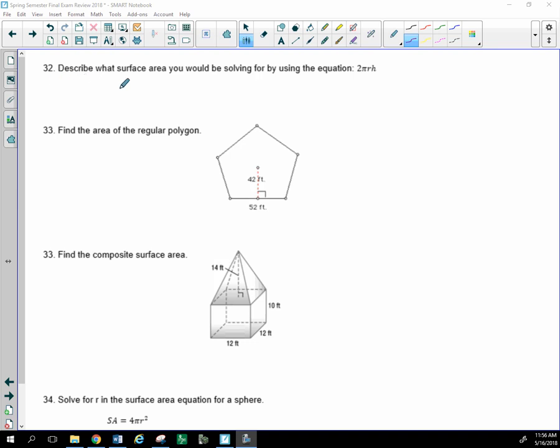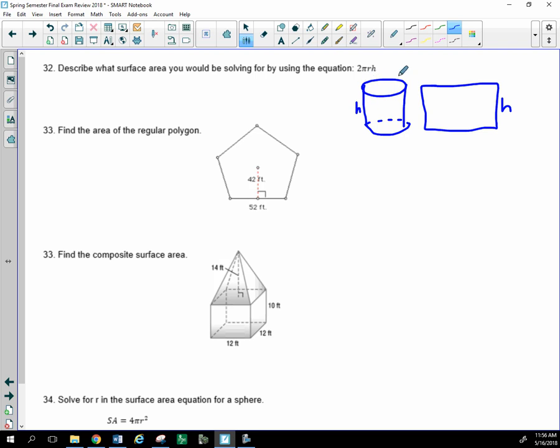First one here says describe what surface area you would be solving for using the equation 2 pi r h. Well, 2 pi r h comes from the surface area of a cylinder. If we were to unwrap the rectangle that would make up the cylinder, and not the circle part, this side would be the height, and then the distance around this circle is 2 pi r, which is the circumference of the circle.